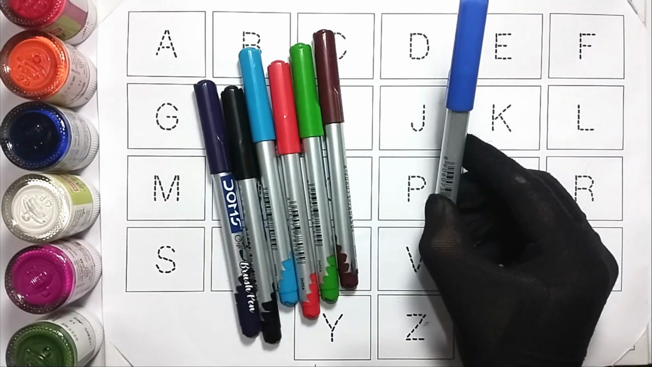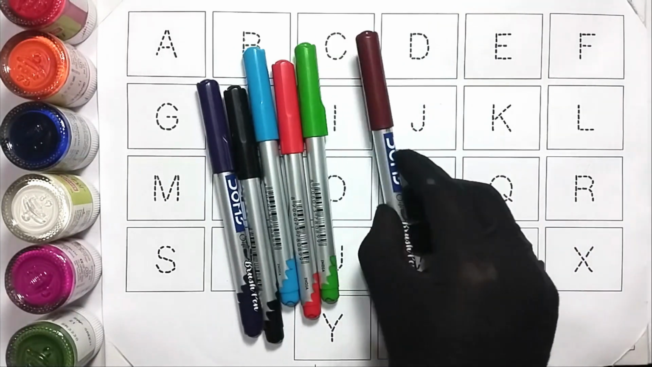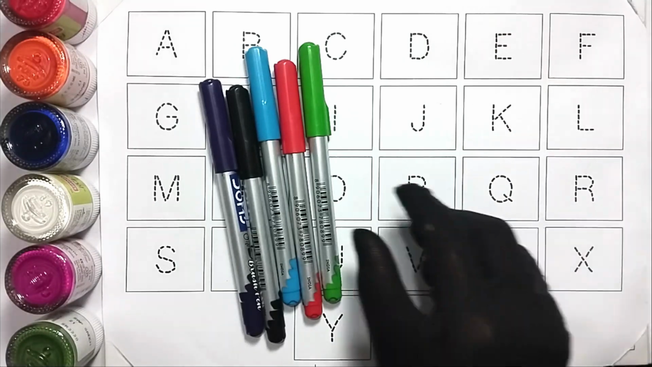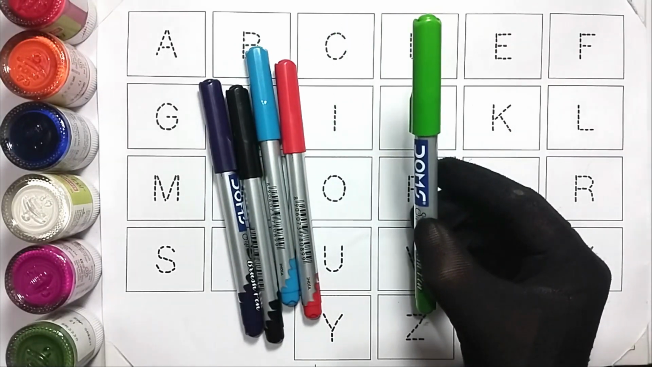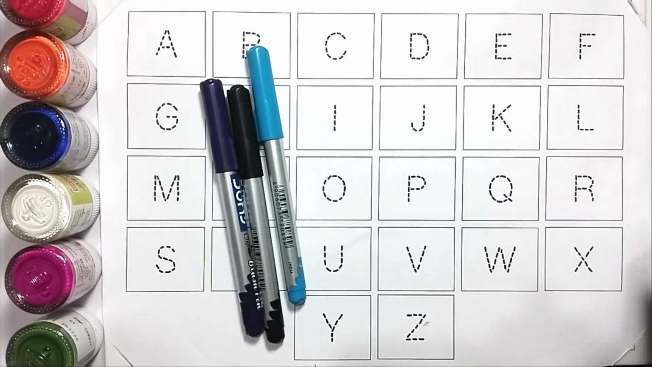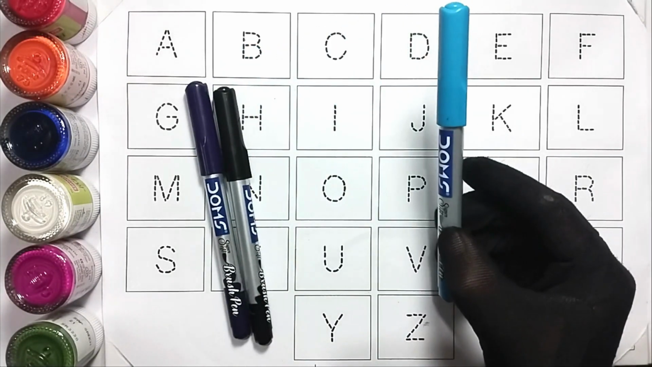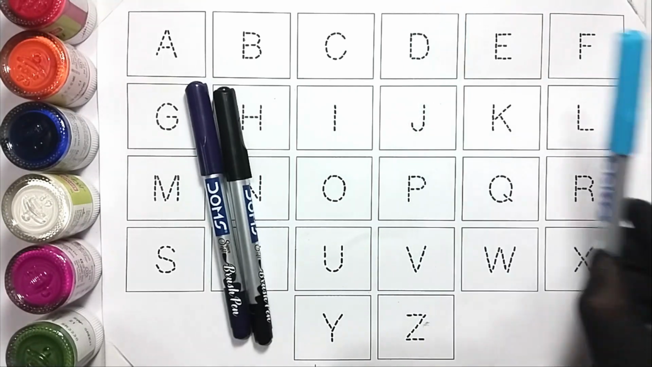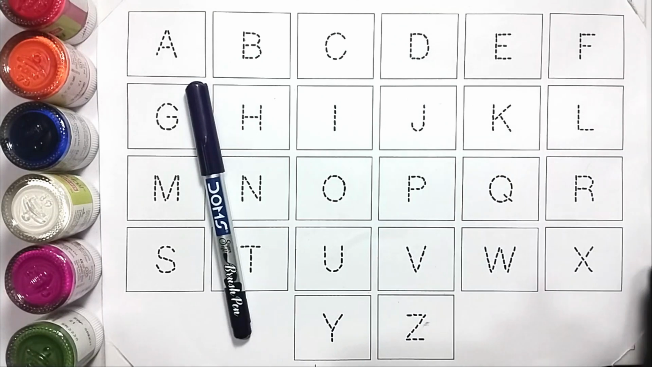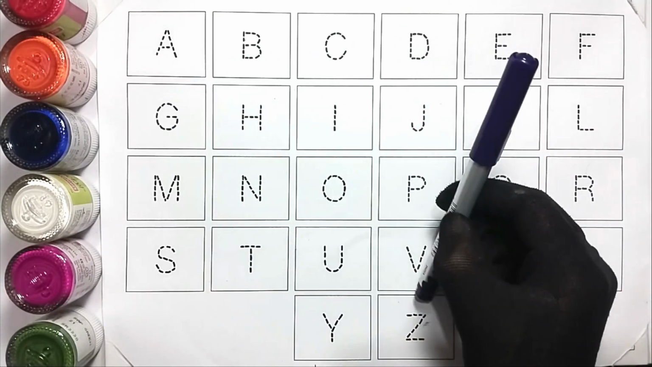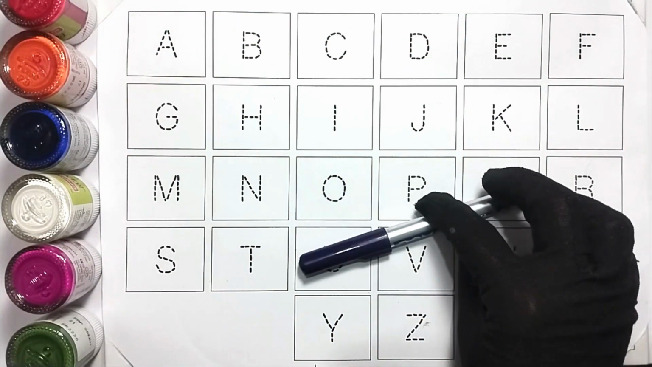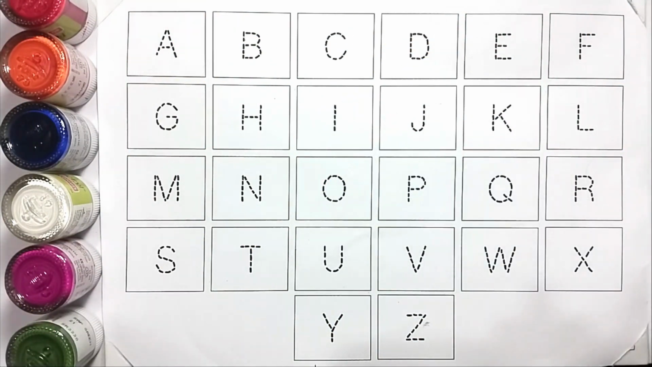This is blue color. This is brown color. This is light green color. This is red color. This is sky blue color. This is black color. This is purple color. So kids, let's start the video.